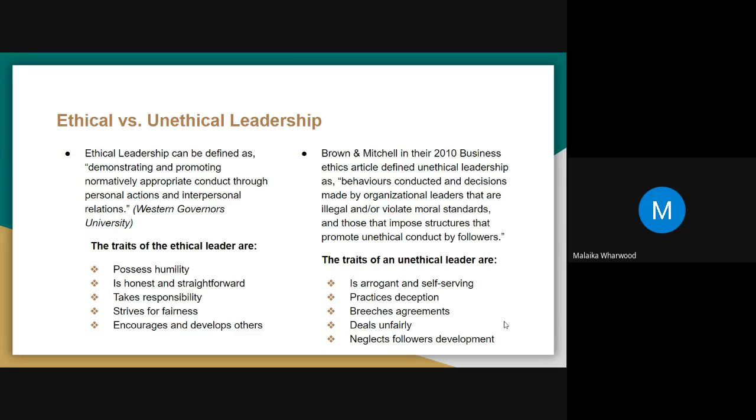They define unethical leadership as behaviors conducted and decisions made by organizational leaders that are illegal and or violate moral standards, and those that impose structures that promote unethical conduct by followers. The traits of an unethical leader are they are arrogant and self-serving, they practice deception, breach agreements, deal unfairly, and neglect followers' development.